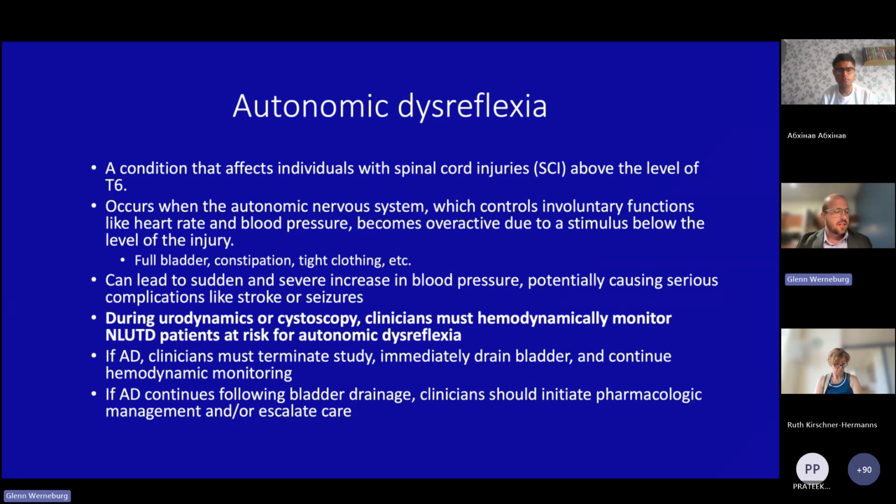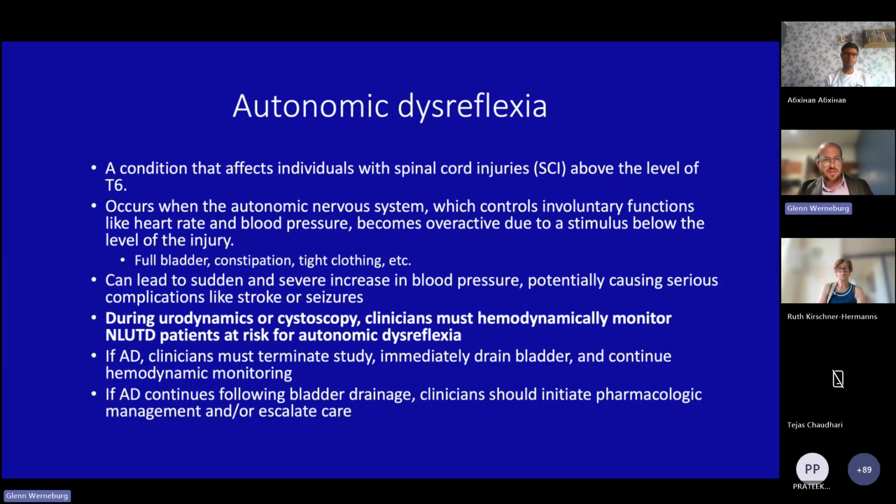Just a comment about autonomic dysreflexia here. It's a condition that affects individuals with spinal cord injuries above the level of T6, or I should say at the level of T6 and above. This can occur when the autonomic nervous system, which controls involuntary functions like heart rate and blood pressure, becomes overactive due to a stimulus below the level of the injury. And the stimulus can be a full bladder, constipation, tight clothing, or other stimuli. It can lead to sudden and severe increase in blood pressure, potentially causing serious complications like stroke or seizures.